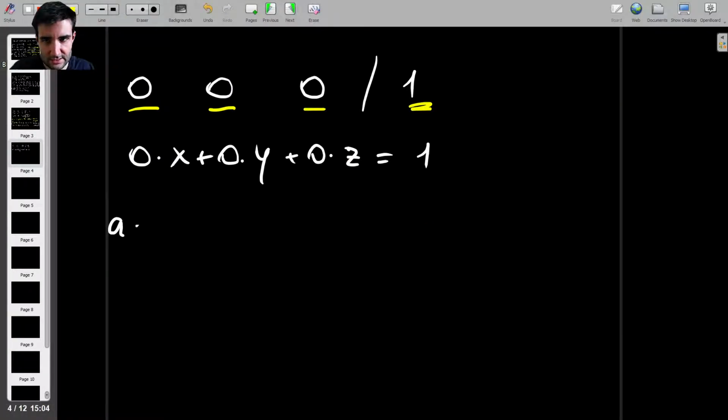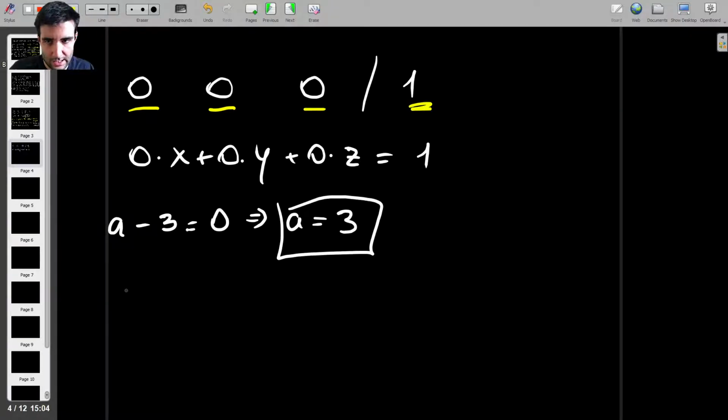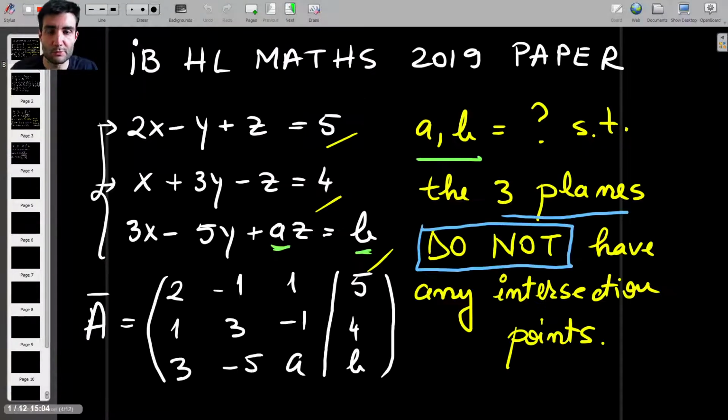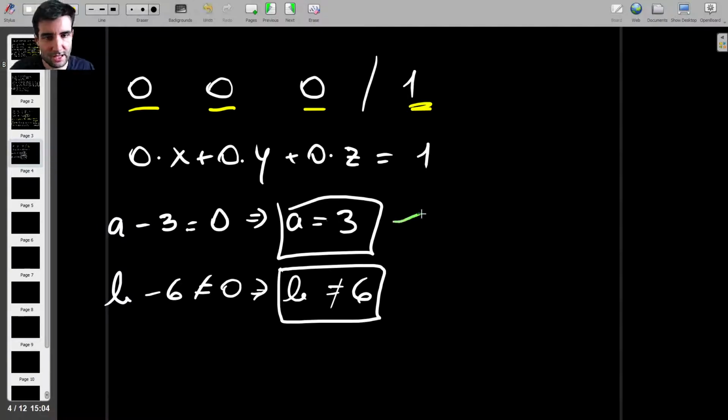So the answer is we must have a minus 3 as 0. In other words, a should be equal to 3. And b minus 6 should not be equal to 0. In other words, b has to be anything other than 6. So the final solution is, for our system to be incompatible, or geometrically speaking, for the three planes to not have any intersection points, we must have a equal to 3 and a b which can be anything other than 6. And that's the end of the question.